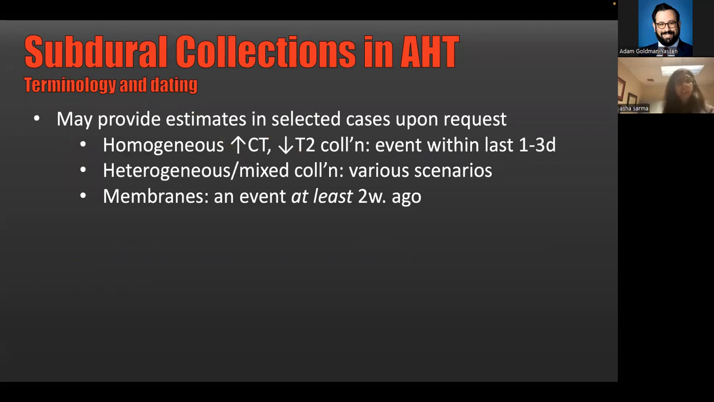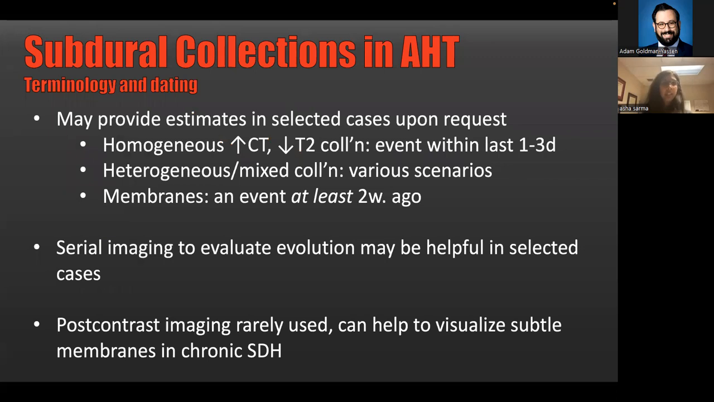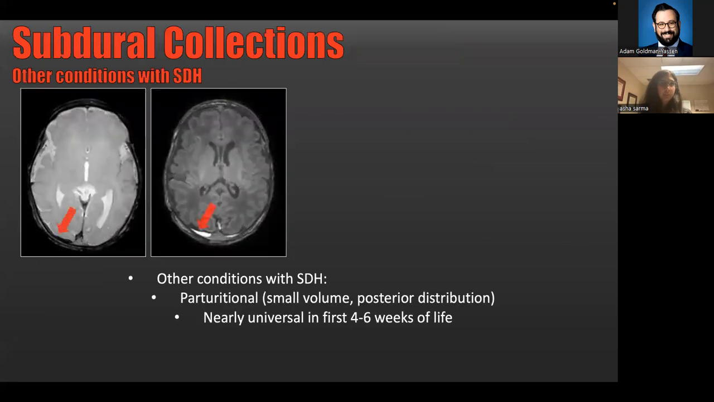You can provide these estimates in selected cases upon request. And in some cases, they may even request serial imaging to evaluate the evolution of blood products. But in my practice, I haven't really seen that very commonly. Post-contrast imaging, rarely used, can help to visualize subtle membranes in chronic subdural hemorrhages.